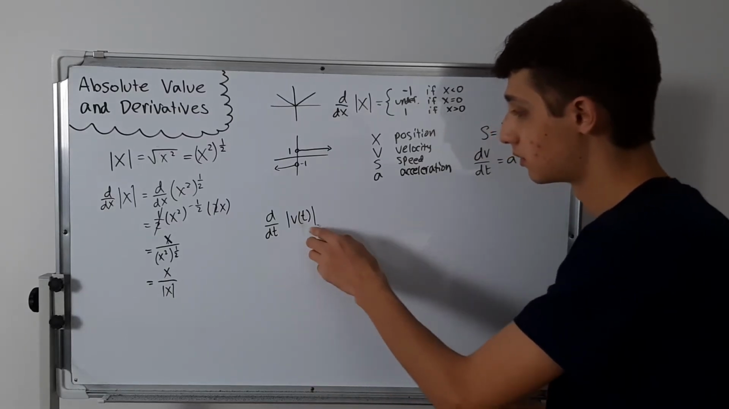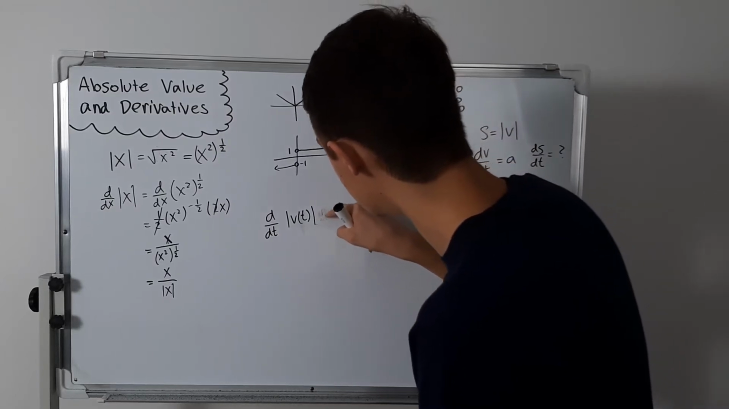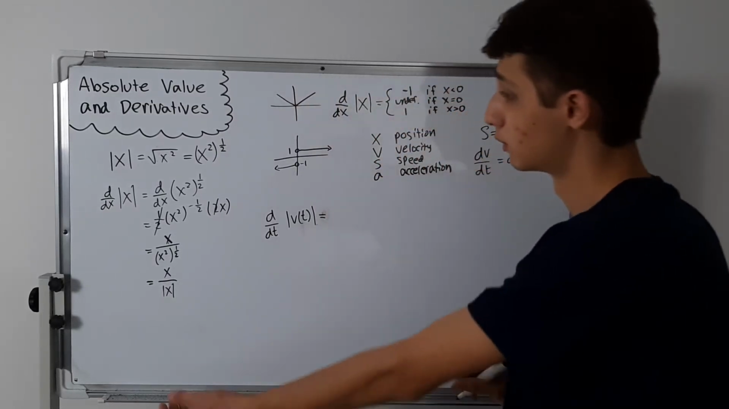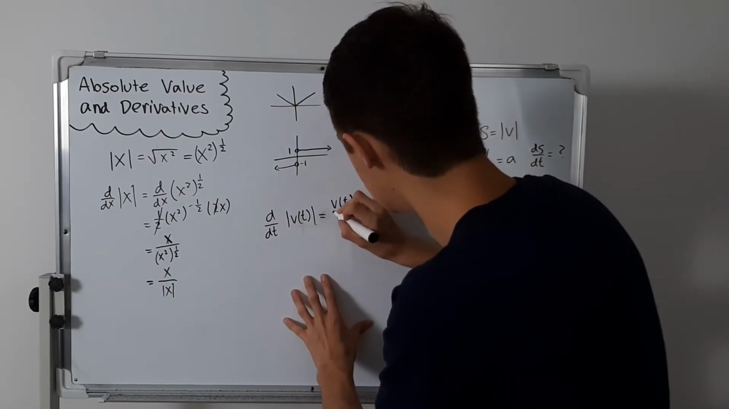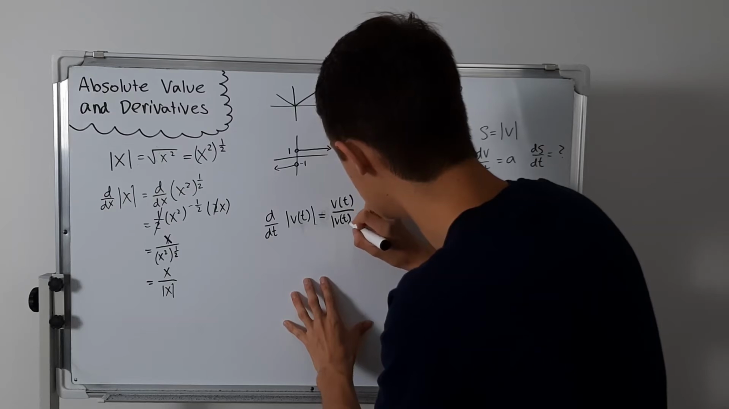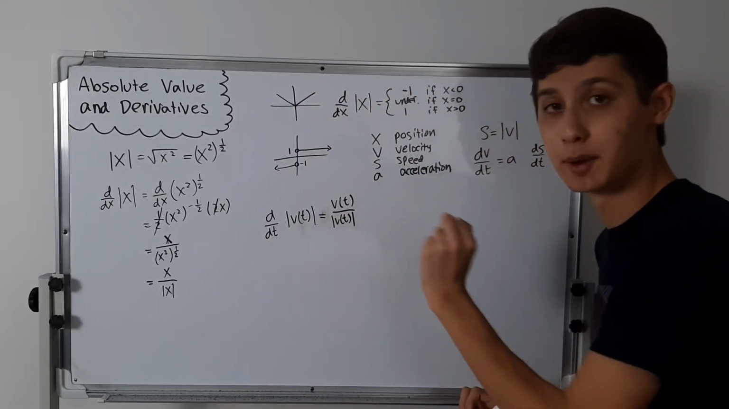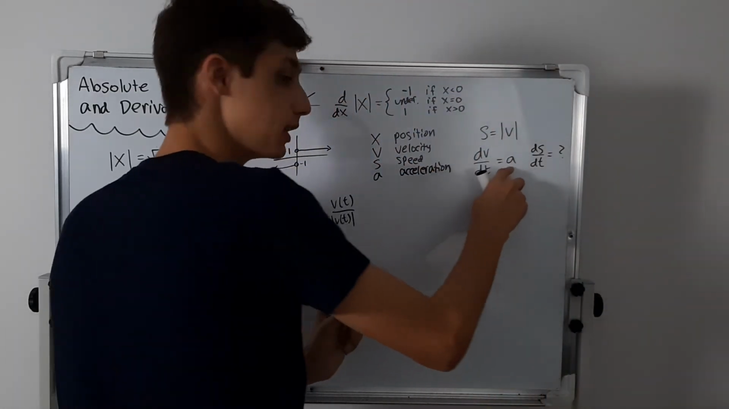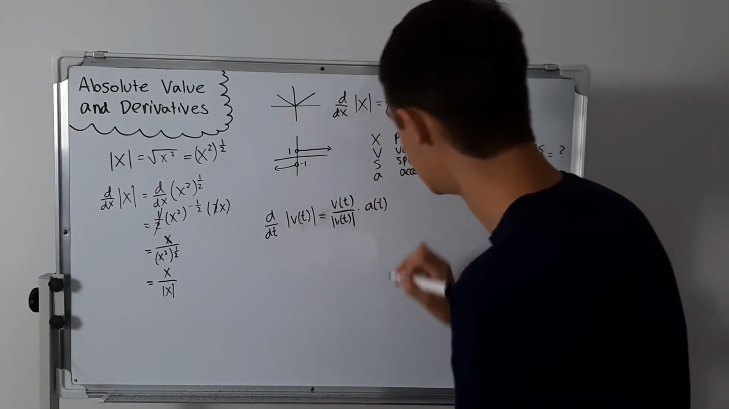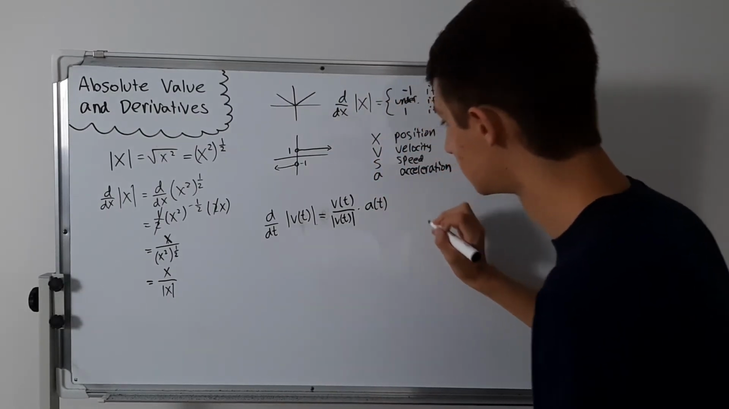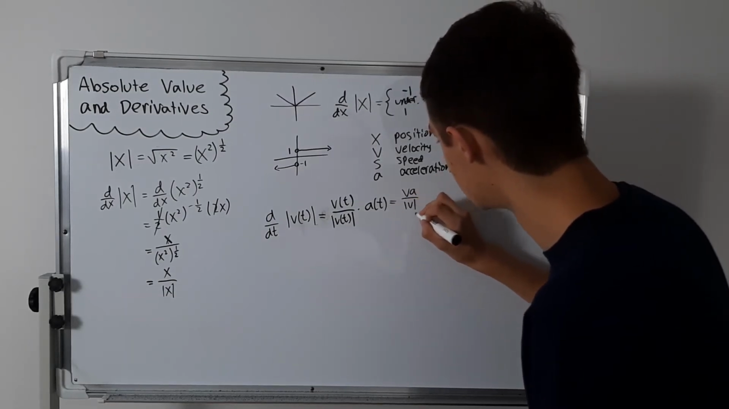So the derivative of the absolute value of velocity, well, let's just apply what we've done. First, we're going to have v of t over the absolute value of v of t. But by the chain rule, then we need to multiply by the derivative of the inside, v prime of t, which we know is just a, so times a of t. And this, we can simplify it for ourselves. This is velocity times acceleration over the absolute value of velocity.